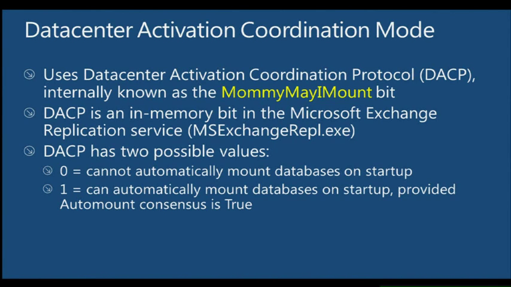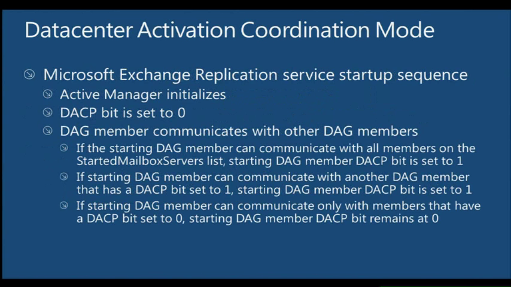Just because a DAG is able to communicate with all the other servers and maybe has quorum doesn't necessarily mean that auto mount consensus will be true. There may be other reasons that a DAG decides not to automatically mount its databases. So the startup sequence is when you start the replication service, Active Manager initializes it. Part of the initialization process is setting that bit to a value of 0 and then looking at a list that is maintained by DAG members called the started mailbox servers list.